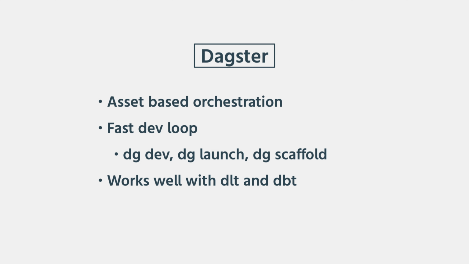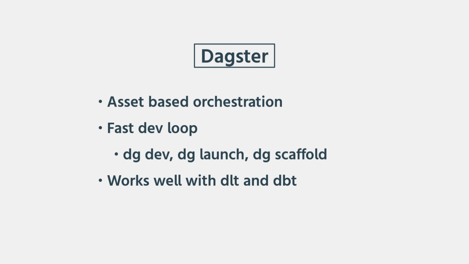That makes asset state clear and gives lineage over assets instead of only task dependencies. It has a fast development loop. You can start a local server with dg dev without a production deploy. You can run jobs from the CLI with dg launch. You can scaffold code quickly with dg scaffold.